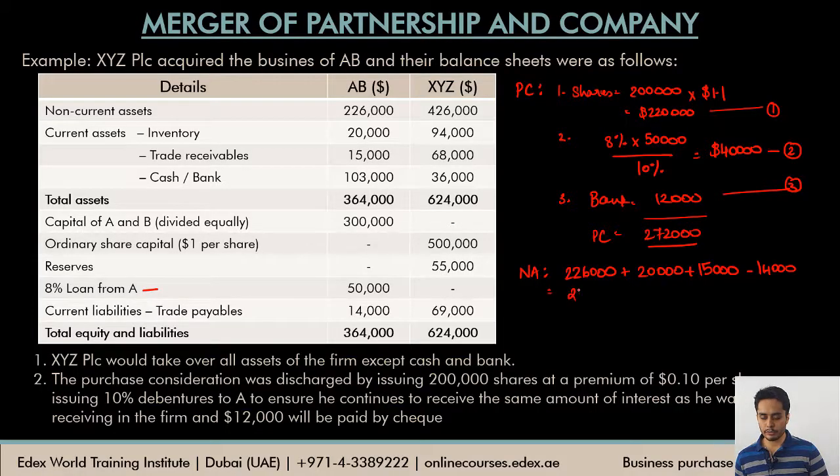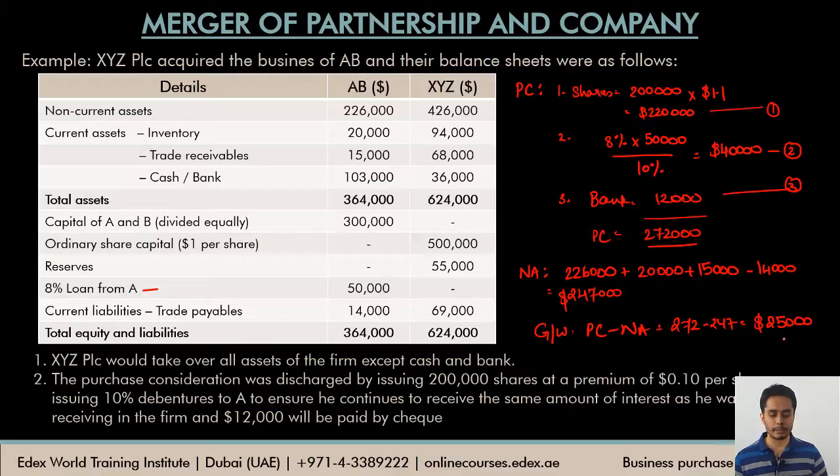So 247,000 will be the value of net assets acquired. Now goodwill value will be the purchase consideration minus the net assets acquired. 272 minus 247,000, 25,000 is the value of goodwill.